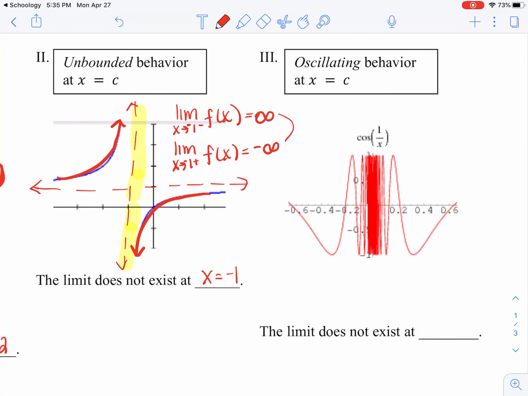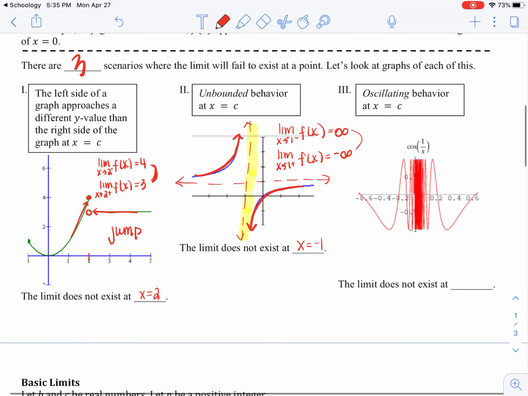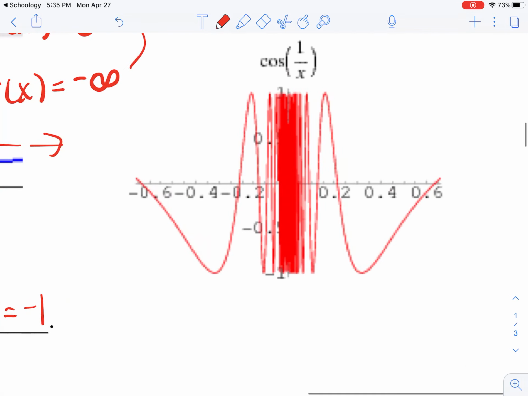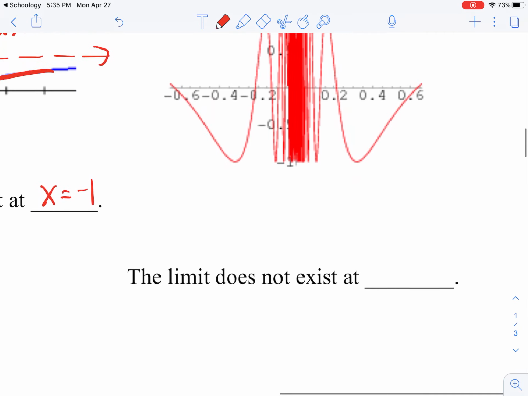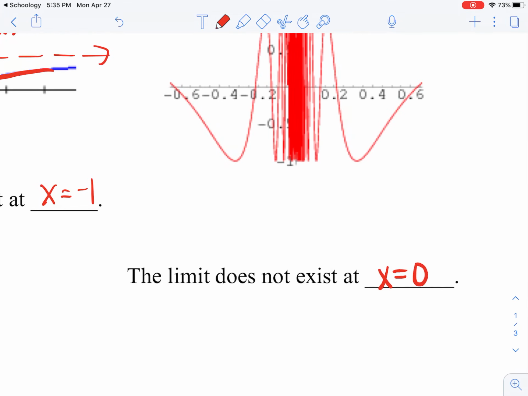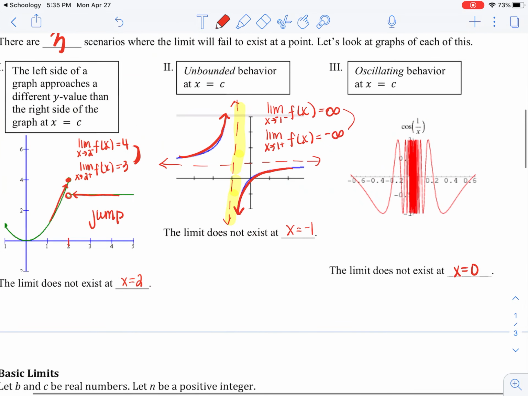The last one here is when there's oscillating behavior, okay? This is what oscillating behavior is here. So if I say, what's the limit as x approaches 0? You're like, what is even going on there? It looks like a heart monitor that's going out of control, right? So this is called oscillating behavior, and limits do not exist at oscillating behavior. So these are the 3 places that limits would not exist.